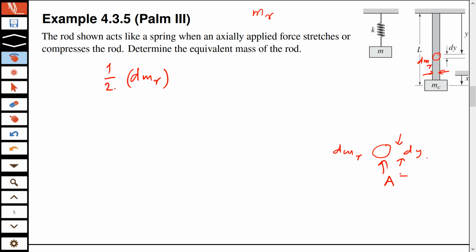Now what will be half times this mass times, if the distance from this pivot or the support to this point where we are making this calculation, if this distance is y, okay, if this distance is y, so y dot will be the velocity. Okay, y dot will be the velocity, and the square of that will be half y dot square. So now this is the form of half mv squared. Okay, instead of m, I am choosing that differential mass.